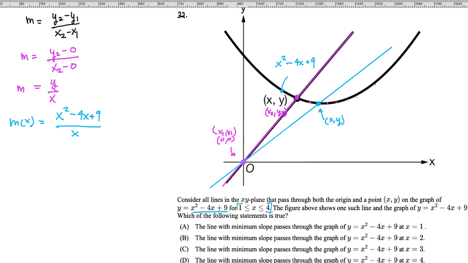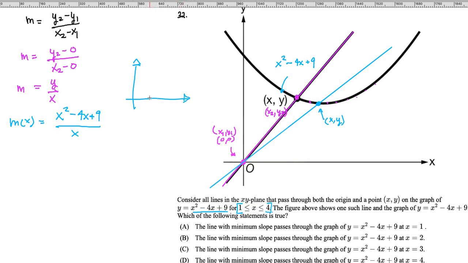Okay? And basically we need to use the extreme value theorem. We need to know that it's going to attain a minimum as long as this function is continuous. It is. This function is continuous from 1 to 4 because it's a rational function, and a rational function is continuous on its domain. And the only value that's not in the domain of this rational function is when x is 0.